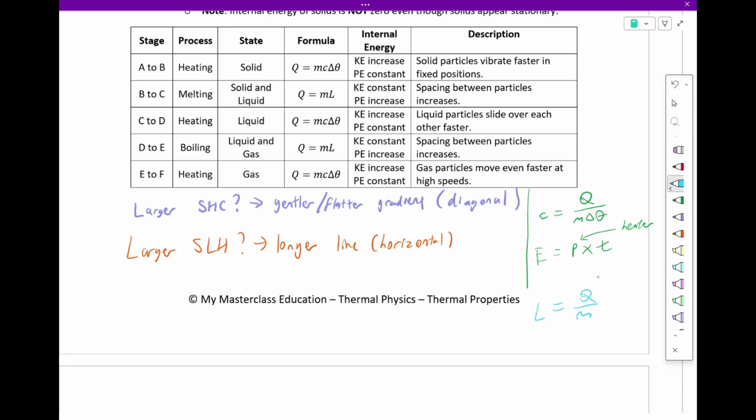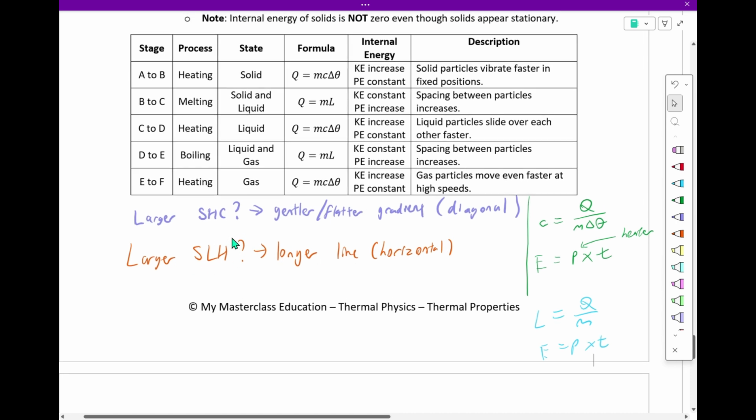Same logic, because your Q is also power times time. The longer the time you take, the larger the Q, the larger the Q, the larger the L. Same thing. The more time you take, the larger the E, the larger the Q, the larger the C. So because of this, the longer it is, it takes a larger specific latent heat. You need more energy per unit mass to change state.